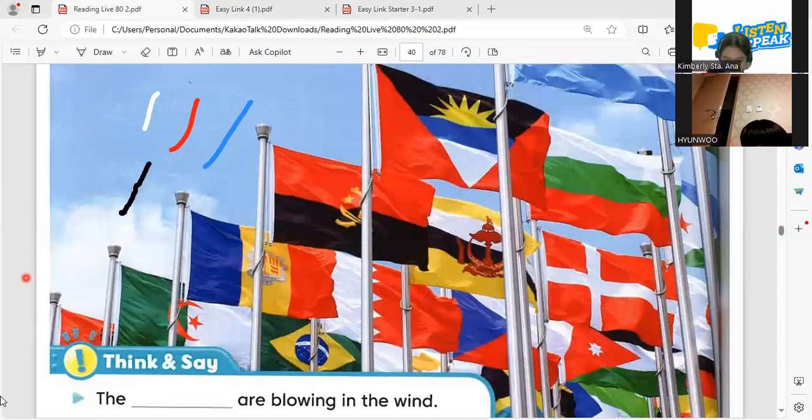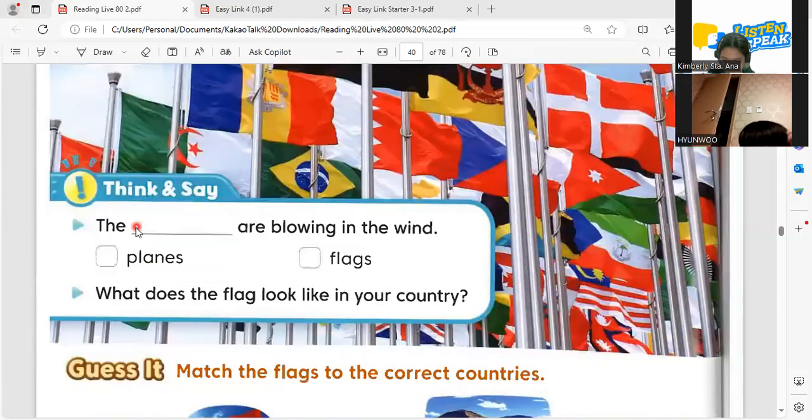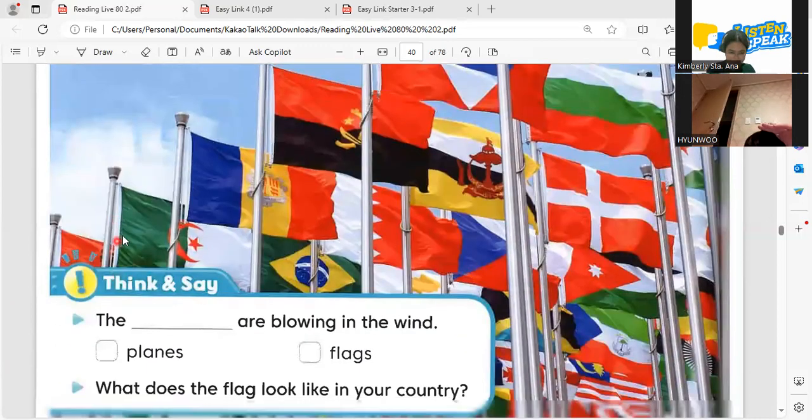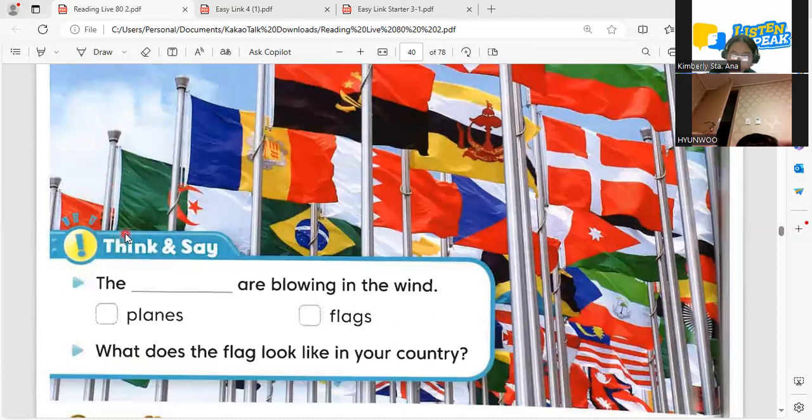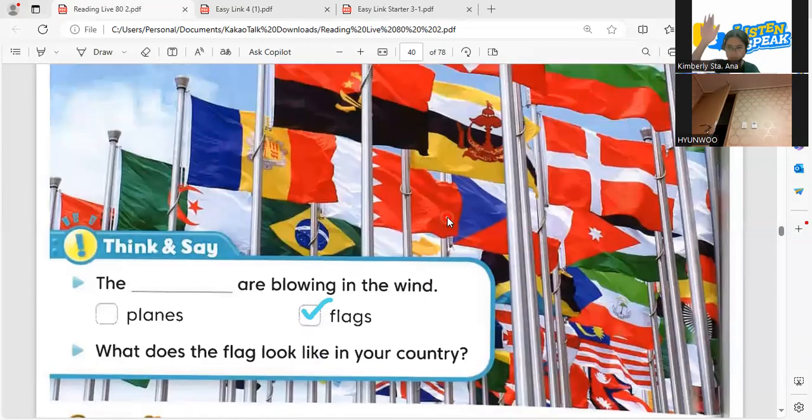Now, it's time to try this sentence. Can you help me answer this? The flags are blowing in the wind. Very good. As you can see, the flags are waving in the air because of the strong wind. That is correct.